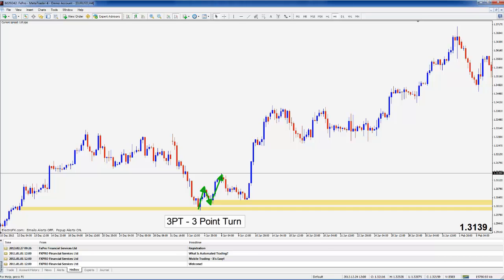So in this particular example, I've shown the 3-point turn. It's quite simple. It's just that we've had a reaction at a valid area. It's pulled back and it's giving us a higher low, and so that's a 3-point turn. 1, 2, 3. We're off.